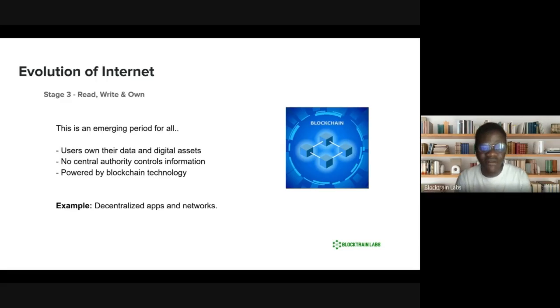Now we are in the era of Web 3.0, okay? And that is what powers Web.